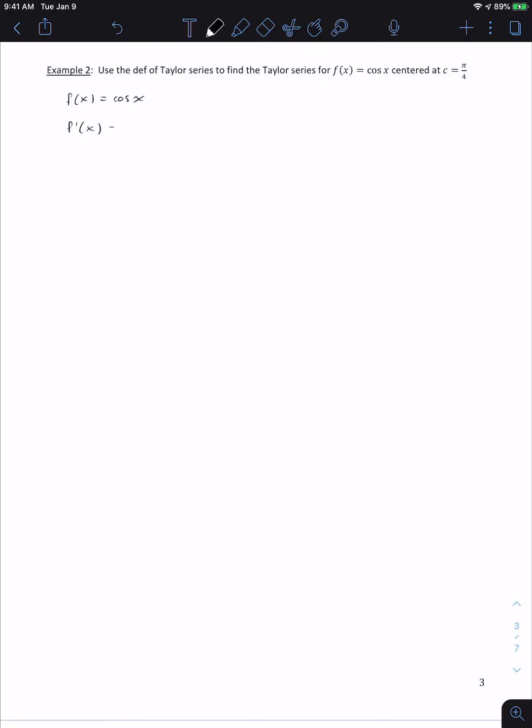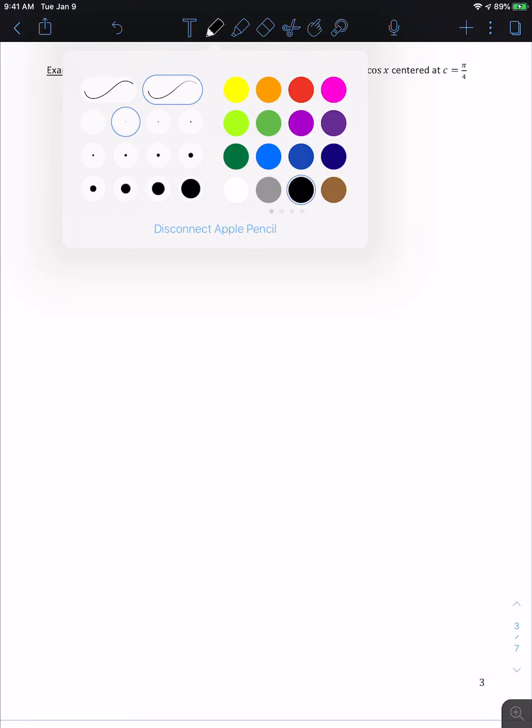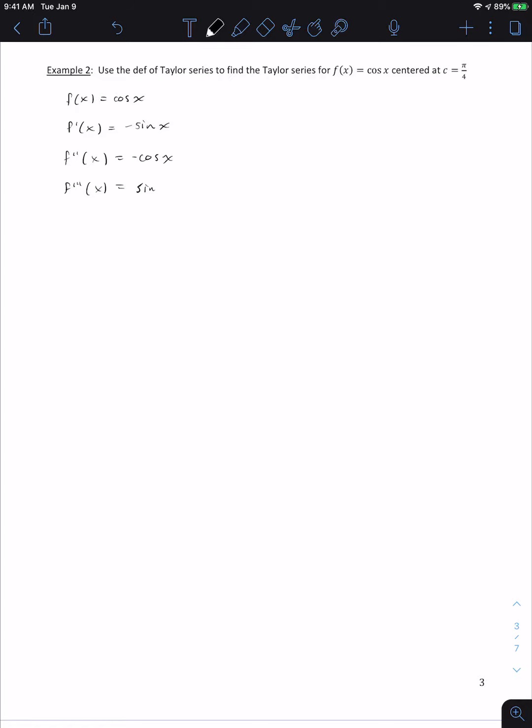So my derivative is negative sine x. My second derivative is negative cosine x. My third derivative is positive sine x. And my fourth derivative, remember, I'm back where I started, and I get positive cosine of x. But we'll go ahead and write the fifth one as well, just for fun. So again, this one's going to repeat after the first 4 terms, but we write it in there anyways.